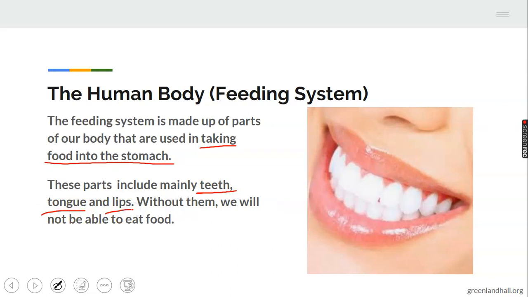lips. Somebody may want to ask me, but Miss Adegoke, we use our hand to pick the food into our mouth. Yes, definitely. Not only that, we use our eyes to see the food as well. But these three parts of the body we are talking about, which are the teeth, the tongue, and the lips, play the major roles. They are the ones with the biggest duty of making sure that the food gets into the stomach the way it should be. And that's why we are focusing on them. Out of all of them, we'll be looking more at the teeth.